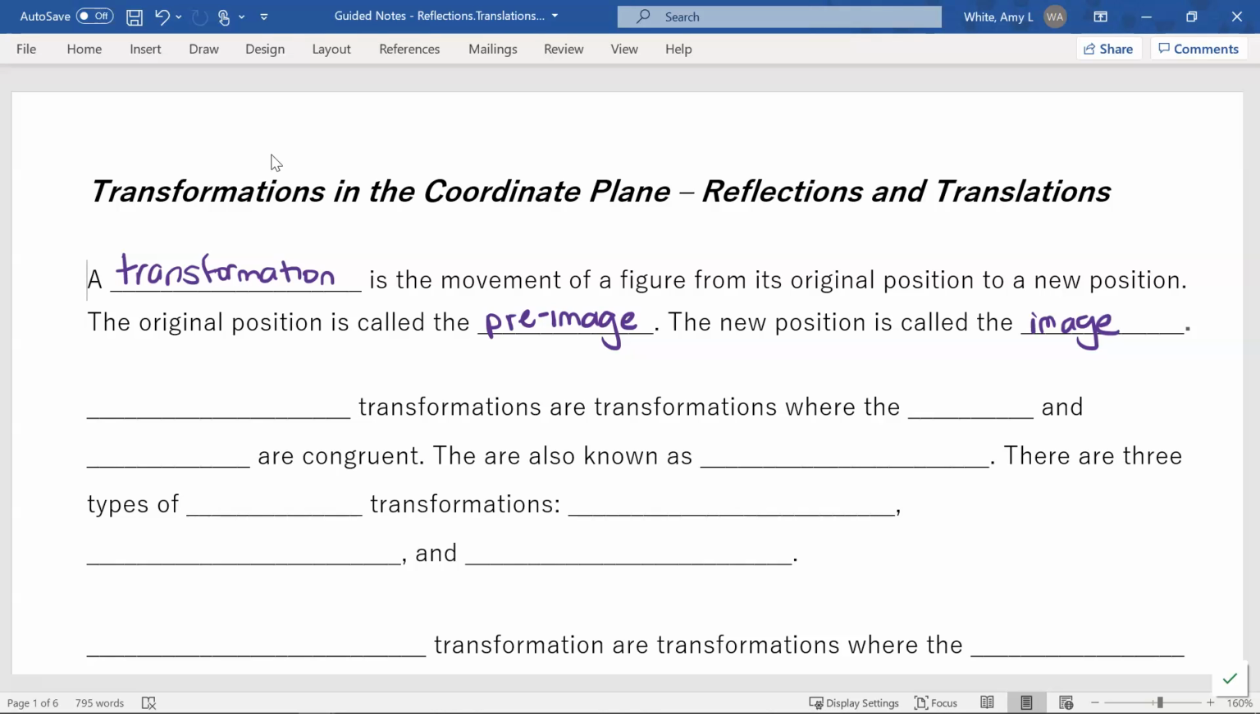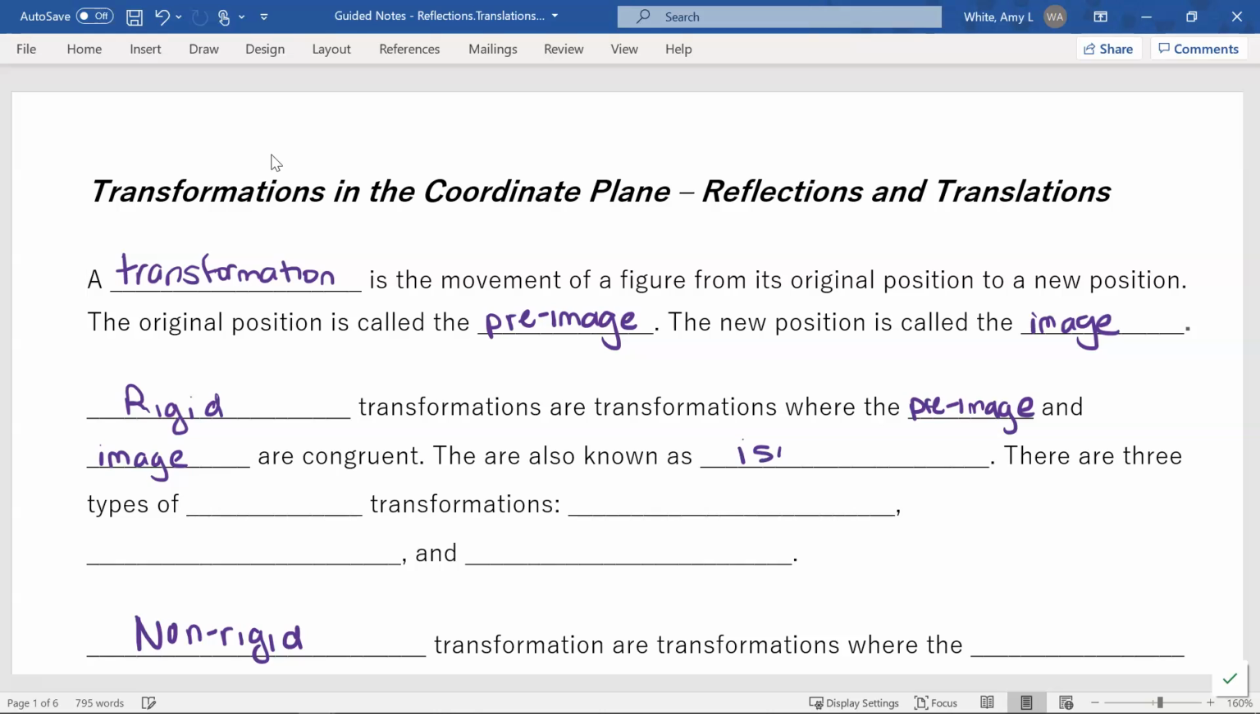Now there are two big categories of transformations. We have rigid transformations and non-rigid transformations. So in a rigid transformation, rigid means like steady or strong. So the way that it means in transformations is the pre-image and the image will be congruent.